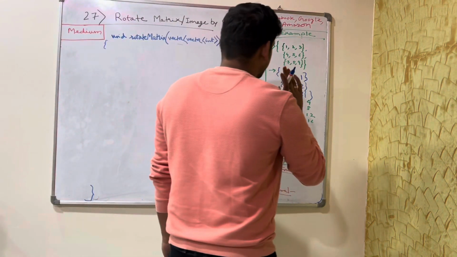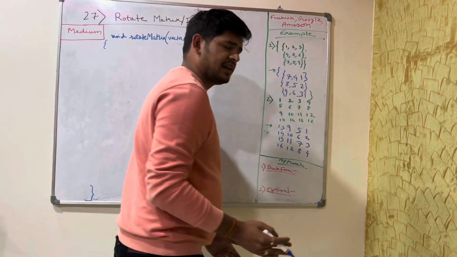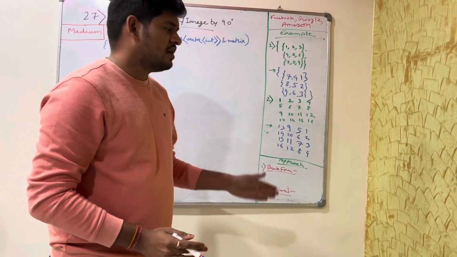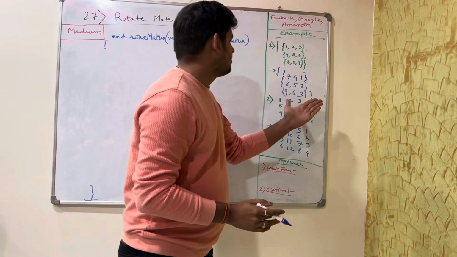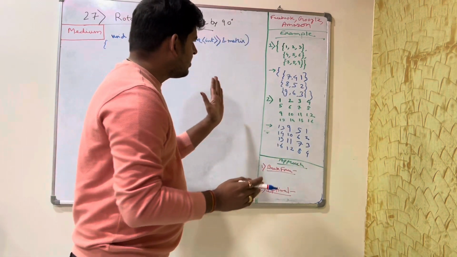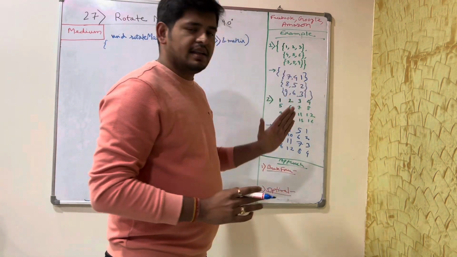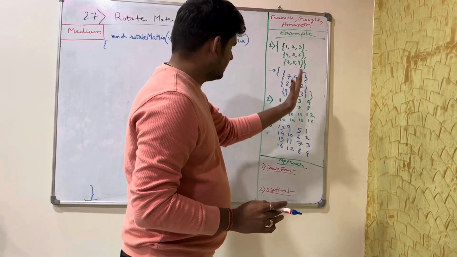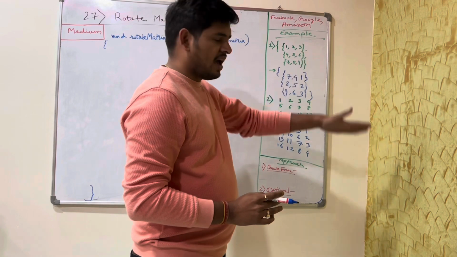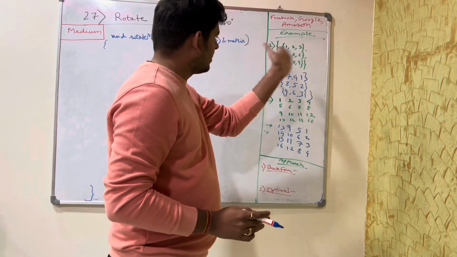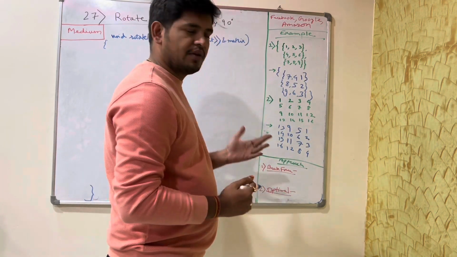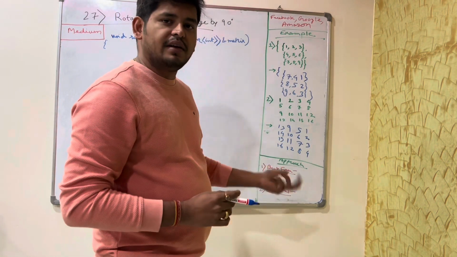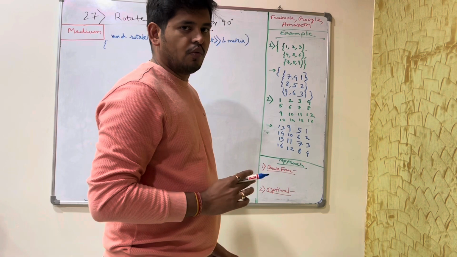So let's not go there. First we observe that the first row becomes the last column, the second row becomes the second last column, and the third row becomes the third last column. The first thing that comes to mind is to take a 2D vector and assign those values in that order. We'll make the last column the first row, assign the second row to the second last column, and return that vector. So how will we code it?